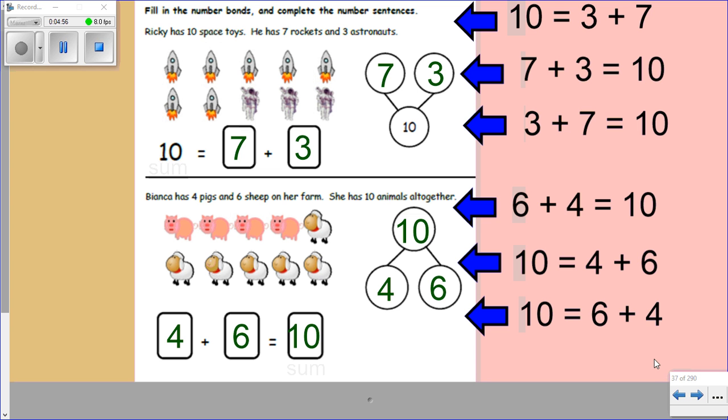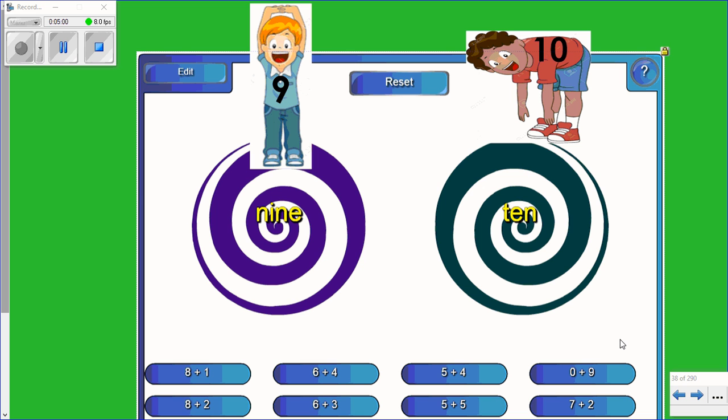Are you ready for some fun? We are going to play a game. So if you're able to, while you're watching this video, you're going to be standing up because you're going to be doing some stretching and bending. I have down here some number sentences. Sometimes the sum will be 9 and sometimes the sum will be 10.